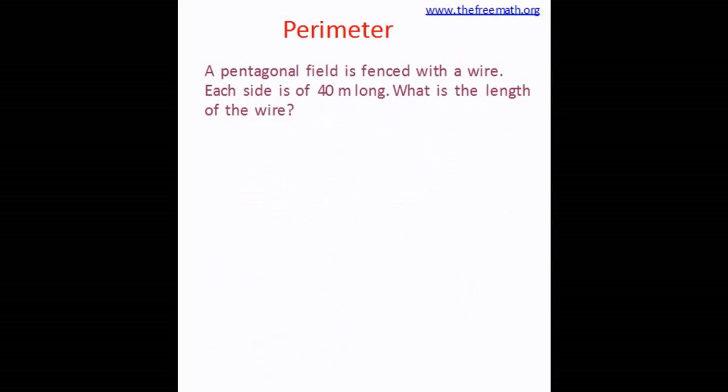Now let's look at some word problems. A pentagonal field is fenced with a wire. That means I am putting a fence around a pentagon. Each side is 40 meter long. What is the length of the wire? So it's a pentagon, that means there are 5 sides and each side is 40 meters. So I would multiply 40 by 5. 4 5s are 20, that means 40 5s are 200. So the length of the wire should be 200 meters.